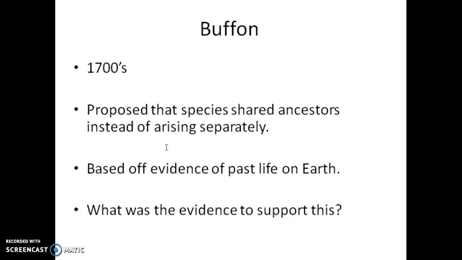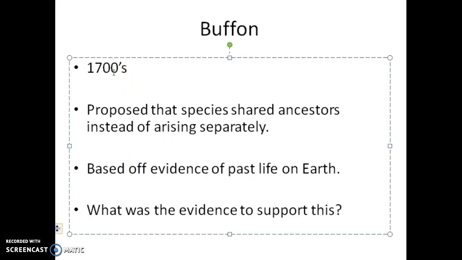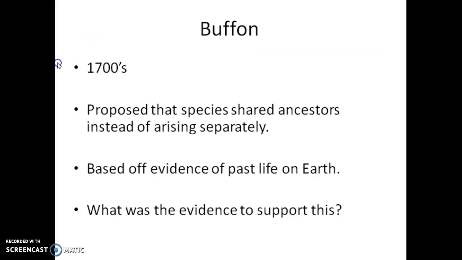Buffon, 1700s, this was 50, 100 years before Darwin's time. He was the one who proposed that species shared common ancestors instead of arising separately. So what does arising separately mean? Well, in the case of monkeys and humans, arising separately would mean that monkeys were always monkeys and nothing but monkeys, and humans were always humans and nothing but humans. That would be arising separately.